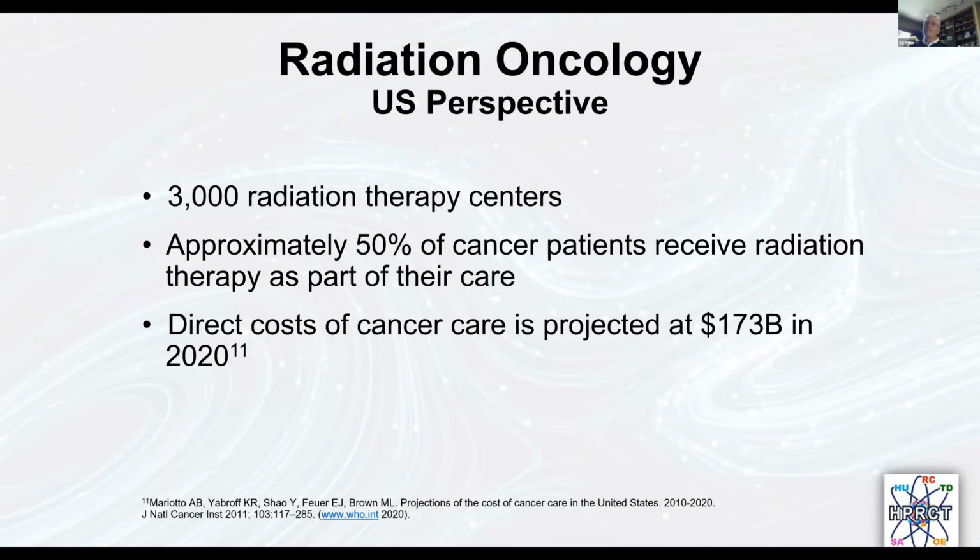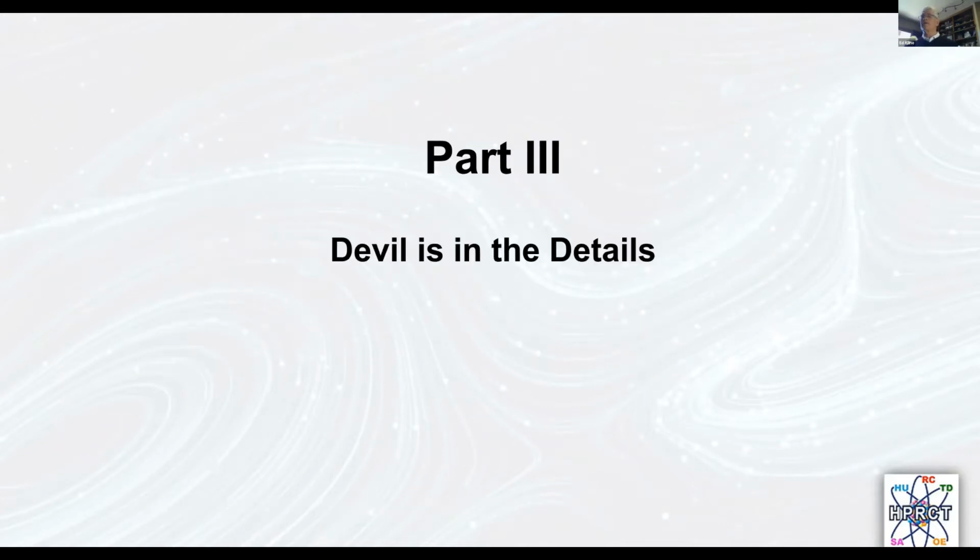So about half these patients will get radiation therapy. The other half will get chemotherapy, gene type treatments, and various other modalities. So these costs, based on this study, are about $173 billion in 2020. So we have a pretty good feel for the cost. So then why is this so expensive?